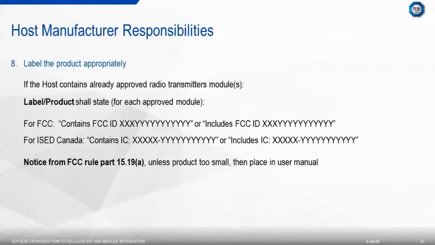Finally, if the host contains certified modules, there must be a label for each approved module that shows "contains" or "includes FCC ID", and then the X's and the Y's there should be replaced by the actual number of that certified module. And similarly for Canada, you've got "contains" or "includes IC", and then a reference to that certified module again. And you're also permitted to place this in the user manual if the product is too small.